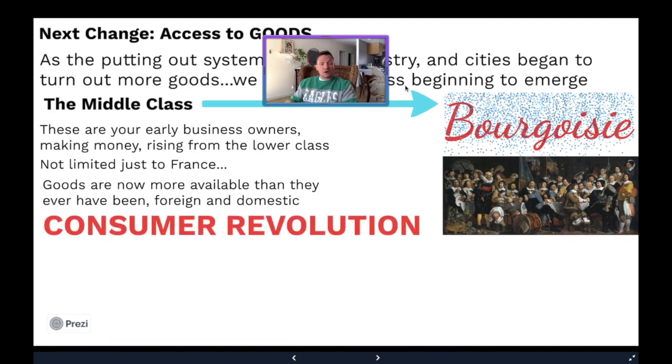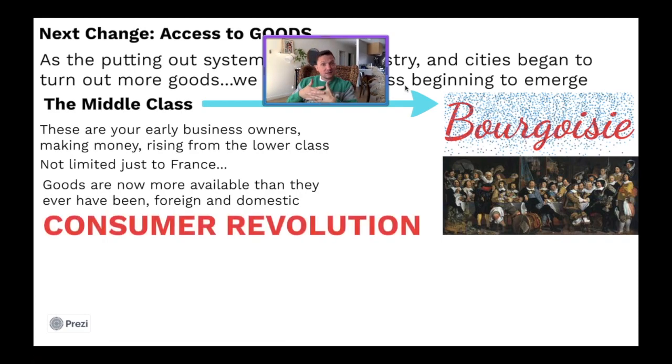Now, going into it, though, it's going to lead to this thing known as the consumer revolution. The consumer revolution is going to be gravitated to harder by the middle class than anyone before, but something we need to understand is it's not limited just to the middle class. The lower class got involved in this consumer revolution as well, because remember, putting out system, they're making a little bit of cheddar on the side. They're making a little bit of extra money on the side too, because they're using their free time to make the goods for these merchants, so they're seeing a cut of the profits, right?